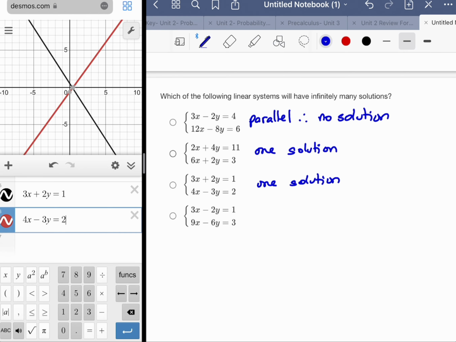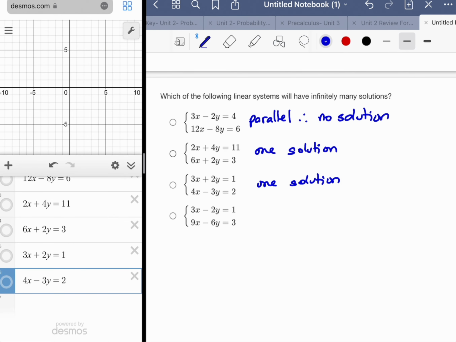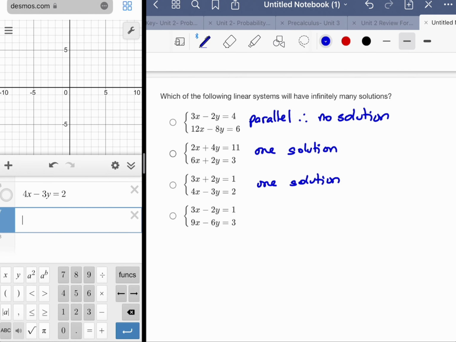All right. So then it would have to be the last one, but let's see what the relationship is there. 3x minus 2y equals 1. 9x minus 6y equals 3. All right, it's the same line. So two identical lines. That's infinitely many solutions.